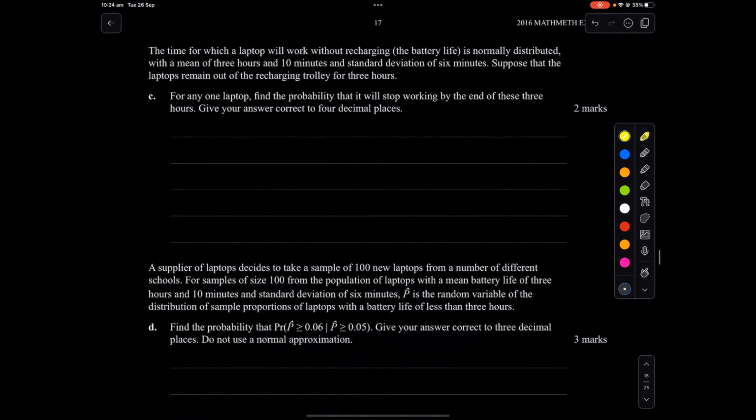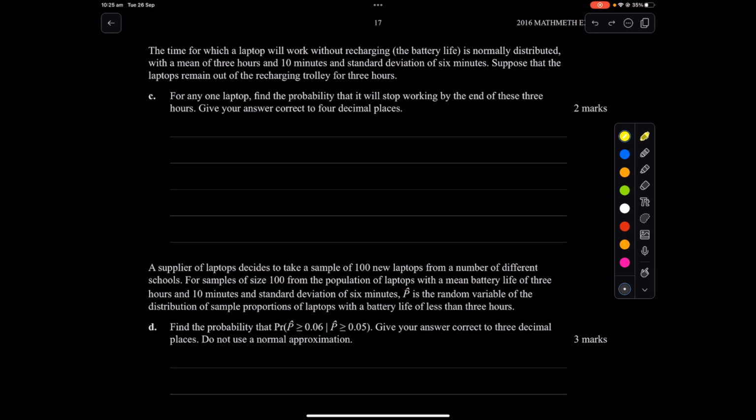The time for which a laptop will work without recharging, the battery life, is normally distributed with a mean of 3 hours and 10 minutes. Now, that's just making everything confusing, so transform this all to minutes to make your life easier. 3 hours is 180, plus 10, so 190 minutes. Your mean is 190 minutes, and a standard deviation of 6 minutes.